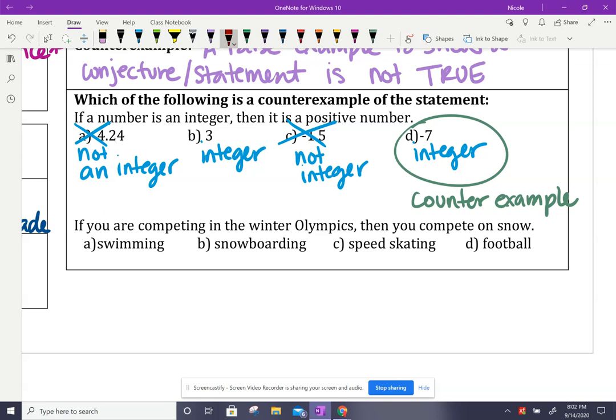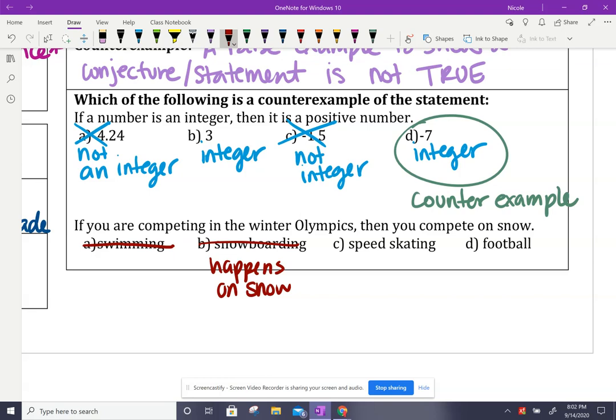So just looking at my possible choices, swimming does not happen during the Winter Olympics. That is a Summer Olympic sport. Snowboarding happens on snow. And I'm trying to find a counterexample to the fact that it has to happen on snow. So snowboarding would not be an option either. Speed skating happens on ice. That's not the same thing as snow. That's not what I said. So actually, speed skating is an option.